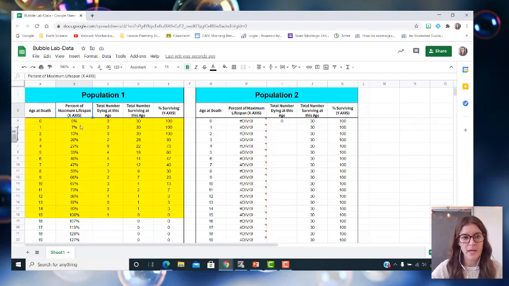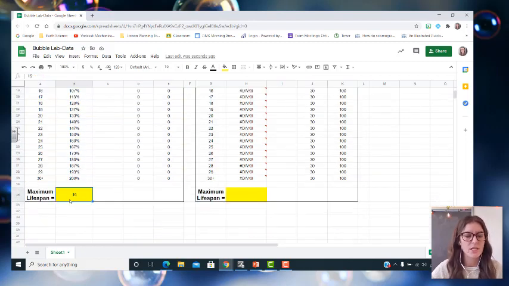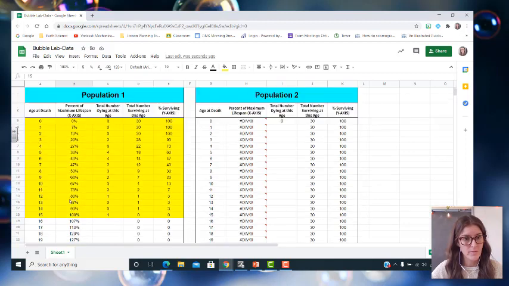This spreadsheet tells me that I'm going to put percent of maximum lifespan on the x-axis. What does that even really mean? So remember I put this number 15 there? So the maximum lifespan is 15. And therefore, age of death 15 is 100% of that maximum lifespan. Age of death at 14 is 93% of that maximum lifespan. So we've converted the actual lifespan to a percentage so that we can graph population 1 and population 2 on the same graph, and then they both end at that same point.